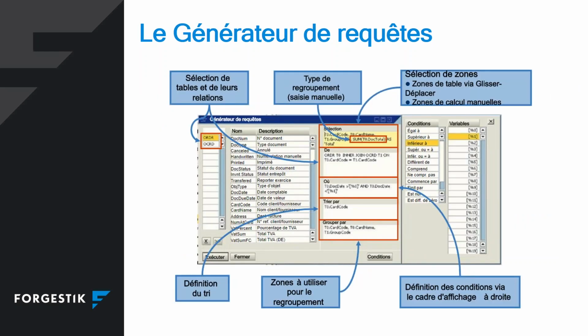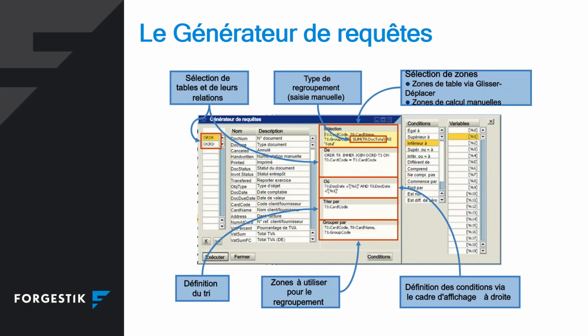This is what the query generator looks like. We'll be taking a look at it very shortly in SAP. Just to give you an overview, on the top left-hand side, we have our 2 tables that are part of this particular query, ORDR and OCRD. We can see that we have ORDR highlighted. Just to the right of that, we have our 2 columns with name and description. The first column, name, is the name as it appears in SAP, so the SAP field name.